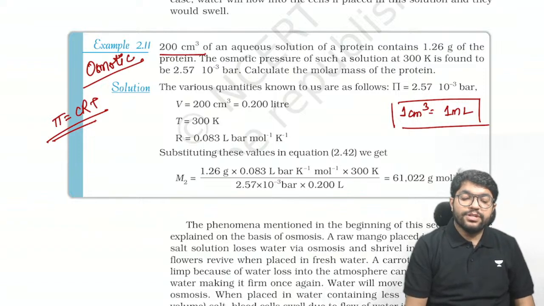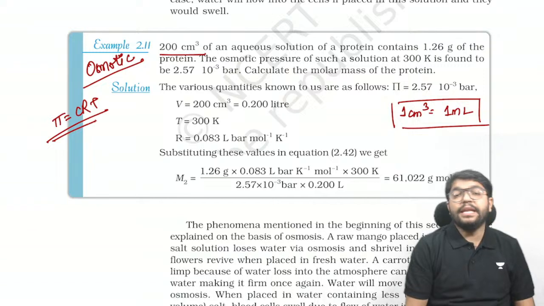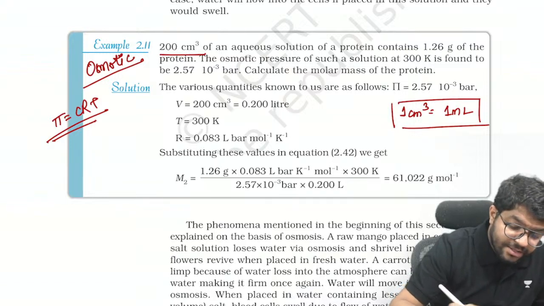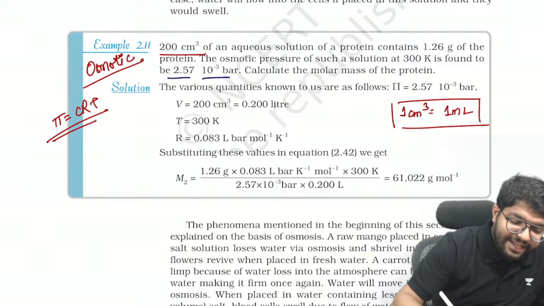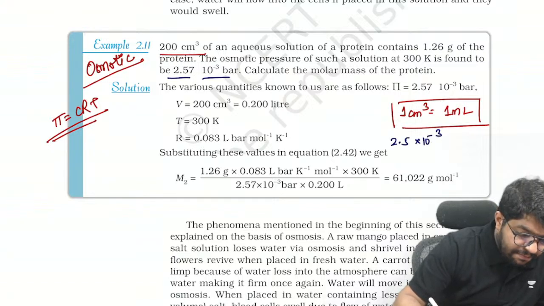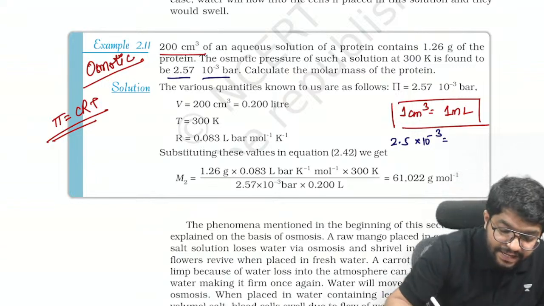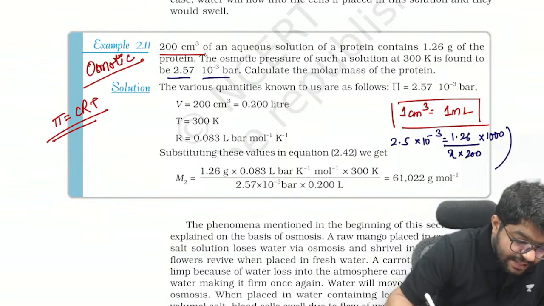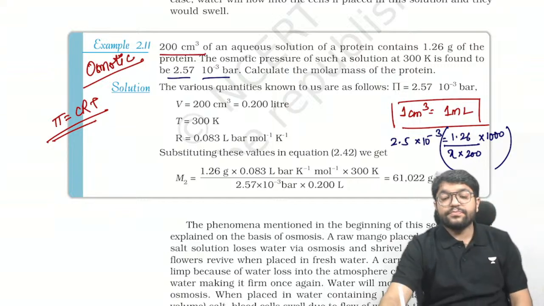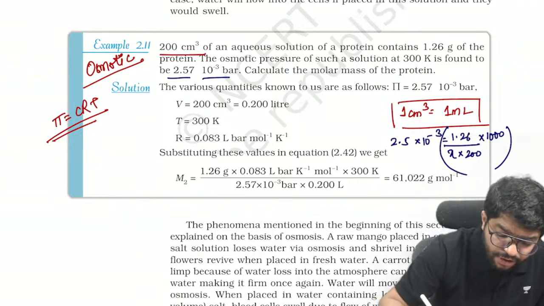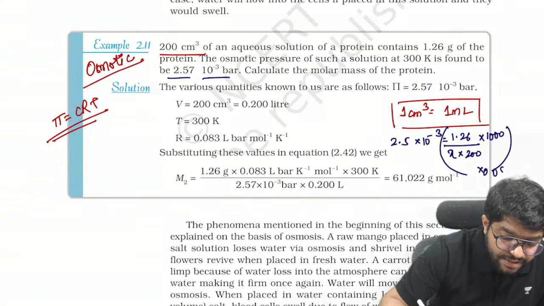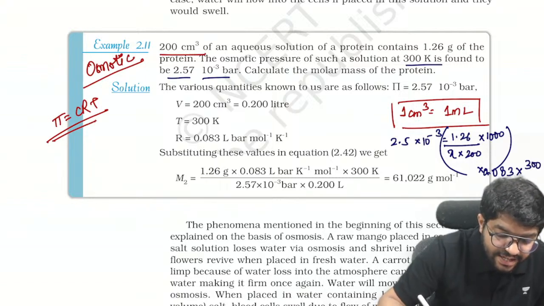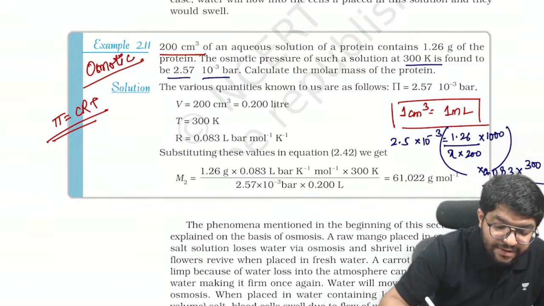200 centimeter cube of an aqueous solution contains 1.26 gram of the protein. 200 ml contains 1.26 grams. Not a problem, sir. Why? Because the osmotic pressure is found to be 2.57 10 to the power minus 3. Pi is equal to C, concentration, weight, which is 1.26 upon molar weight. I don't know that. Volume I know, 200. Since it's in ml, it's in thousands. Pi is equal to C R T. R we all know, 0.083, the gas constant. And then temperature is how much? 300 Kelvin. And you get the answer. It's just one single X that you have to calculate.